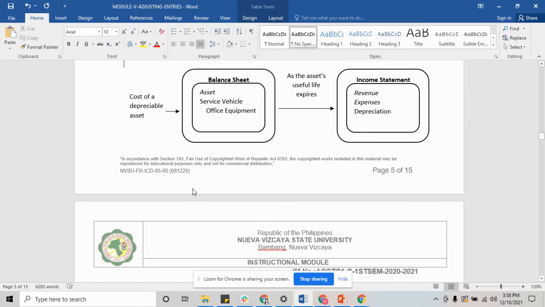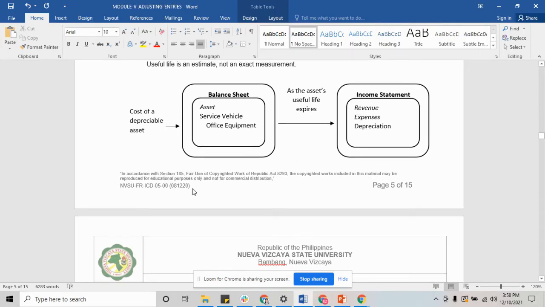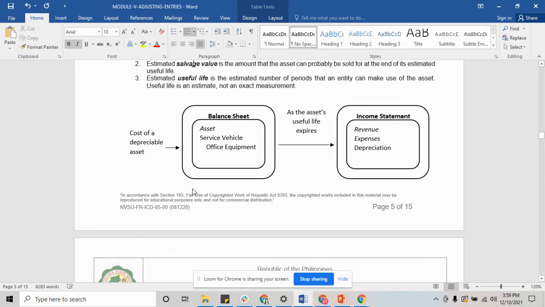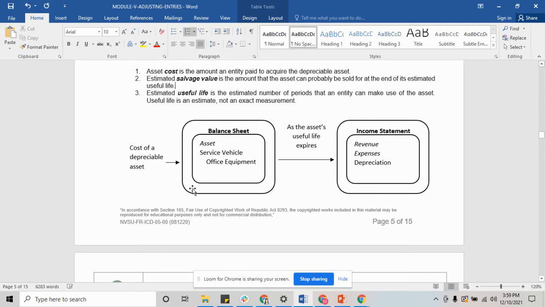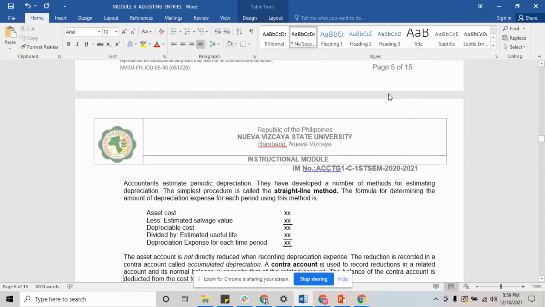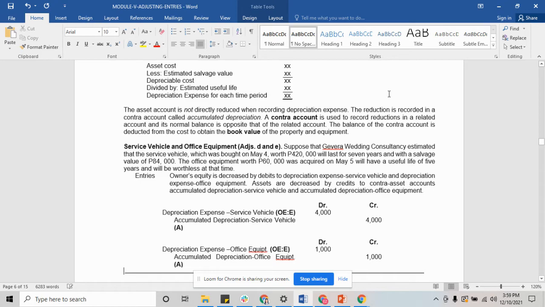So, nung bumili ka ng asset, for example, service vehicle, ang magiging entry mo doon ay debit service vehicle, credit cash. And mag-e-estimate ngayon si company kung gaano katagal siya magagamit ng company, at yun yung magiging basis niya para mag-compute siya ng depreciation expense. So let's check this one.